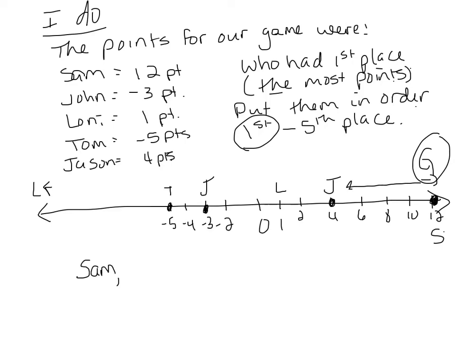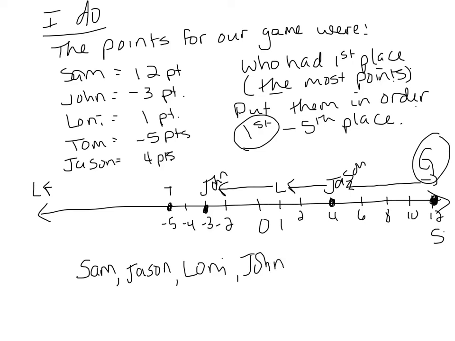Then who was 4? Oh, Jason. I just noticed there's 2 J's. That's why I said uh-oh. Jason had second place. Lonnie had third place. John, gosh, I'm sorry, my writing's terrible. That says John, that says Lonnie, not Lonnie and John. Okay, and then Tom had 5th place, last place. So putting it out on the number line does the work for you.